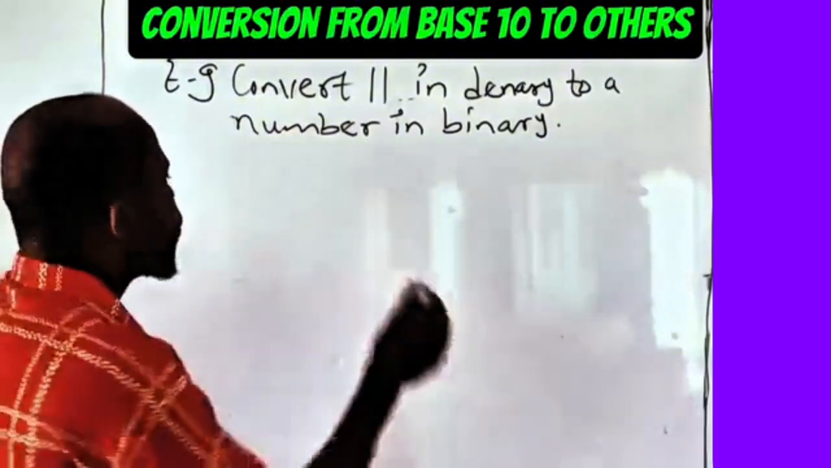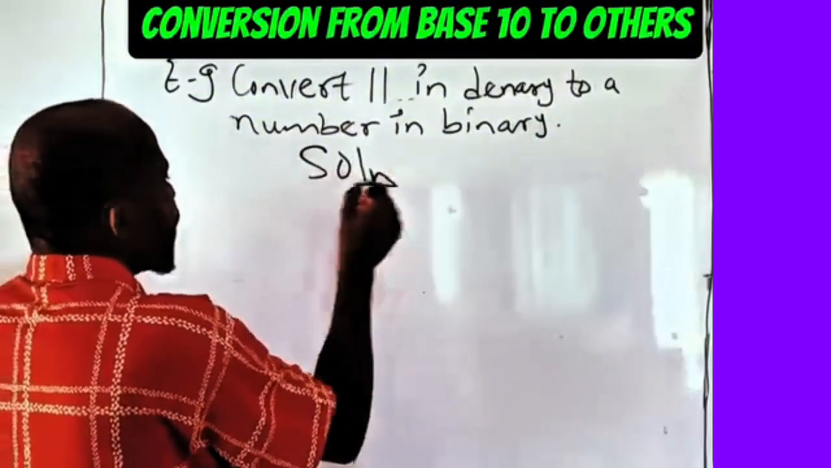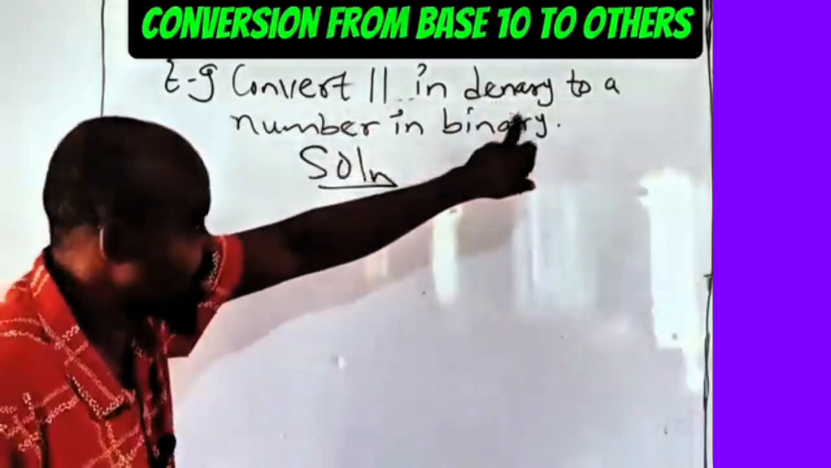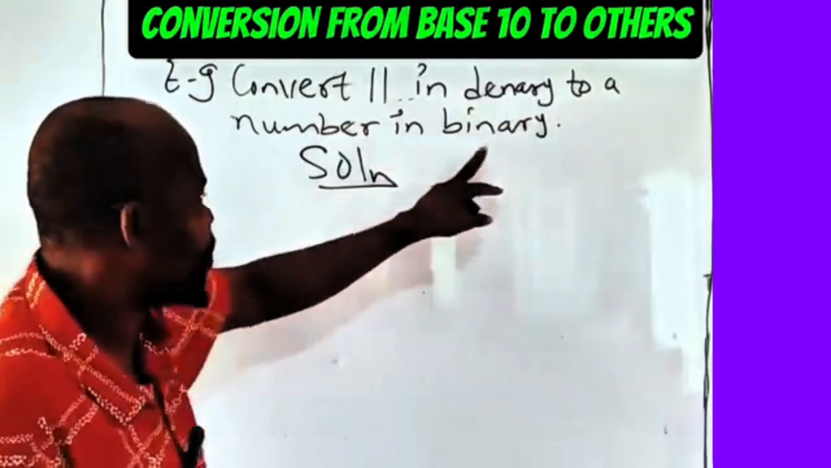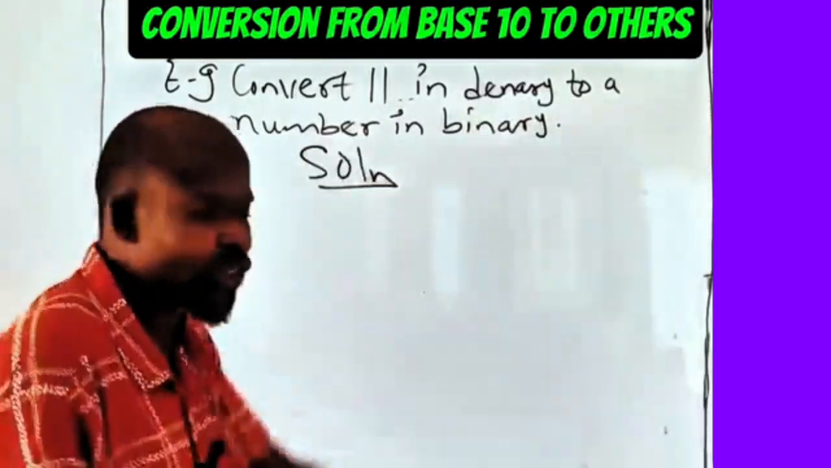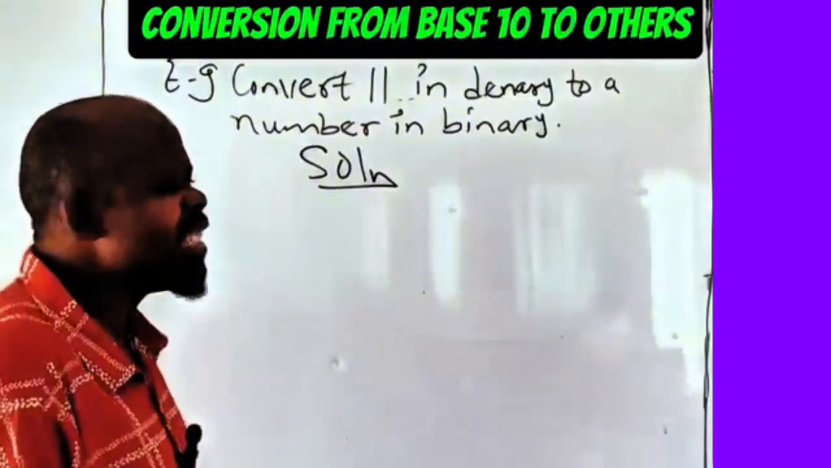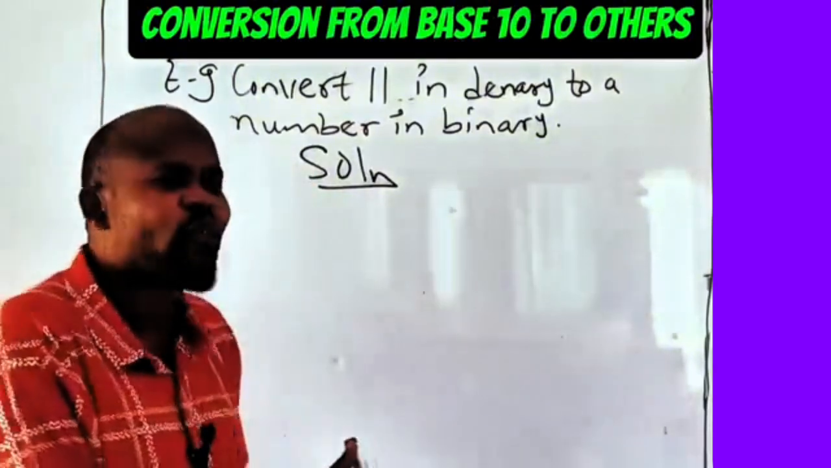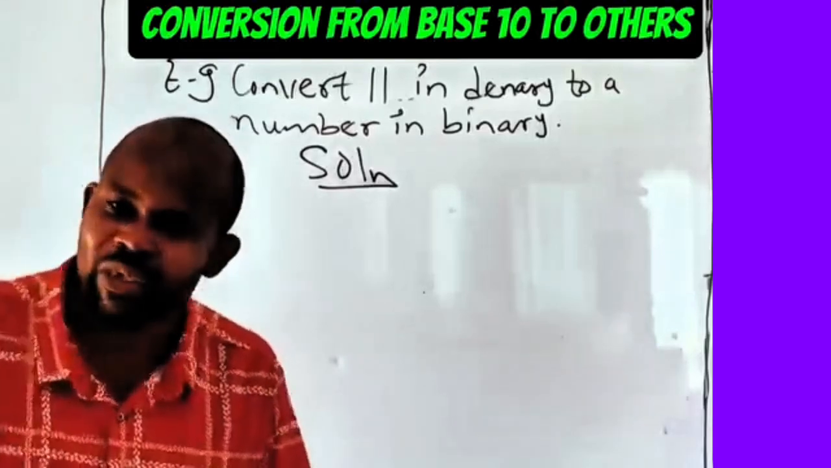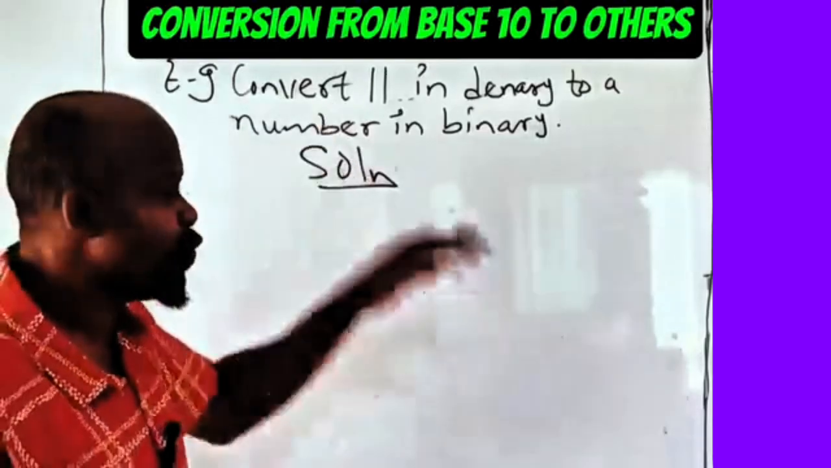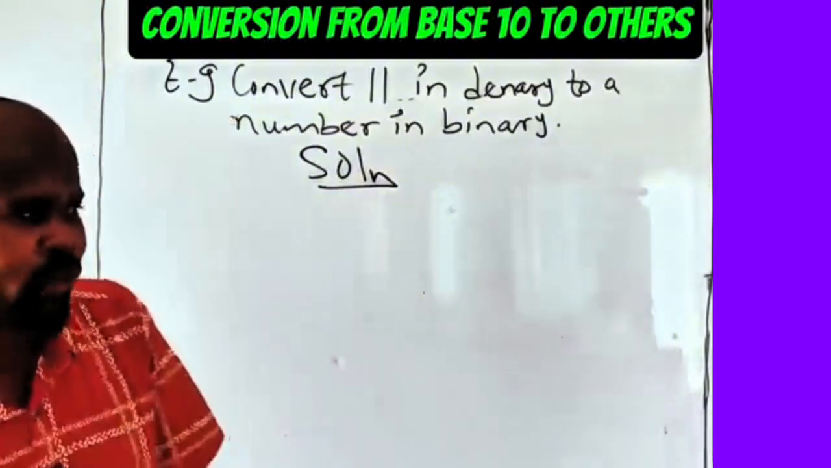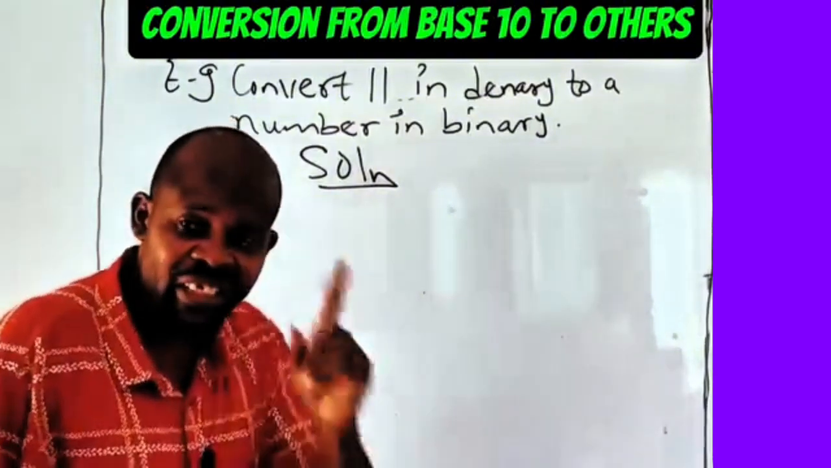So now, solution. This 11 in denary means 11 in base 10. To a number in binary means to a number in base 2. And anytime you are carrying out this conversion from base 10 to any base, the method they use is called the repeated division method.